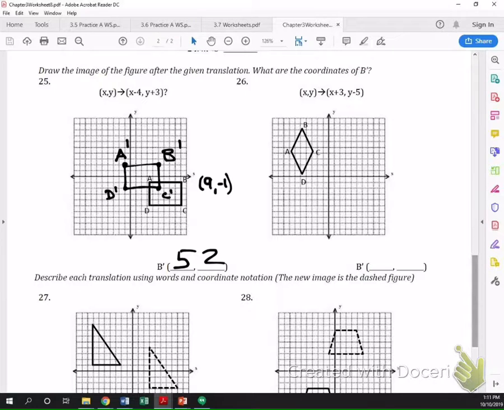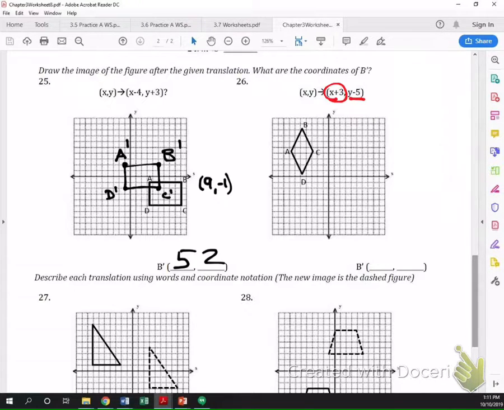All right, same thing on number 26. We are going to move right 3, then down 5. So I'll start with A. This one seems kind of off the graph a little bit. Go to the nearest whole point. Which one are they? Well, let's just do B. I'm going to make this easy on us. No, I can't. It says draw the image. All right. We got to do them all.